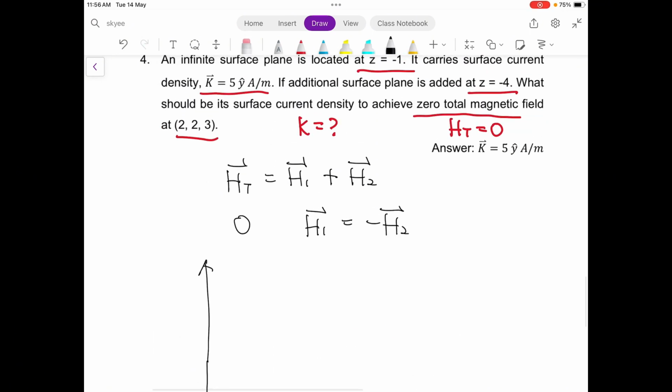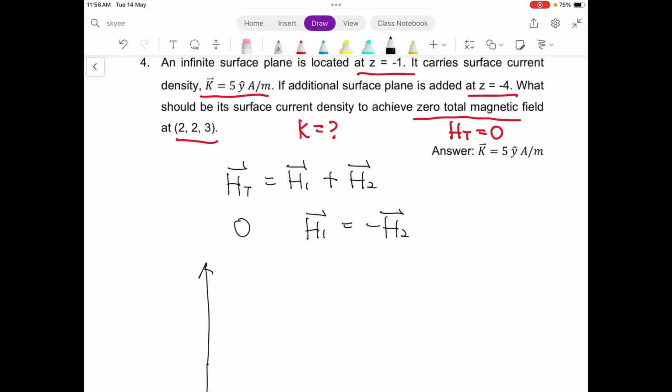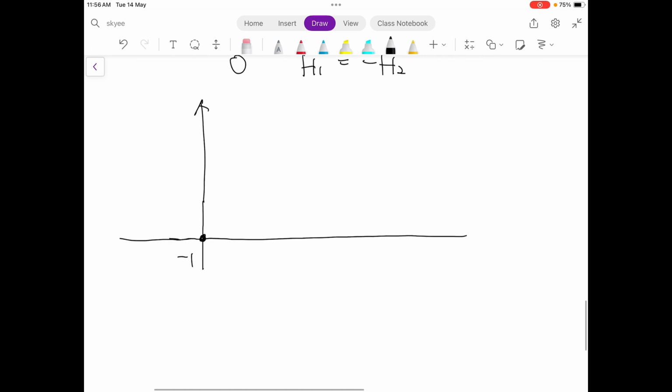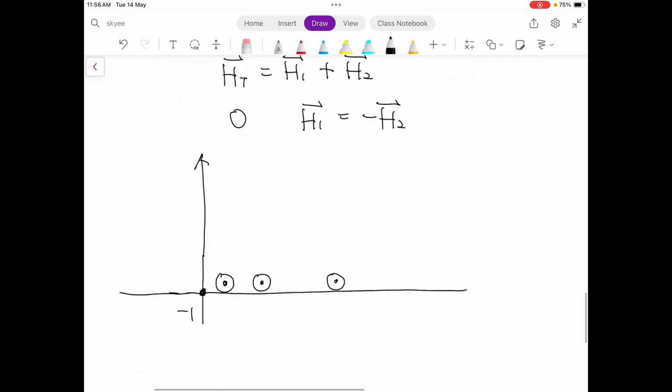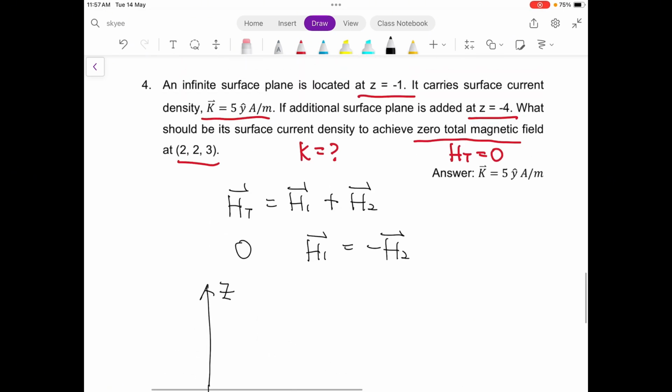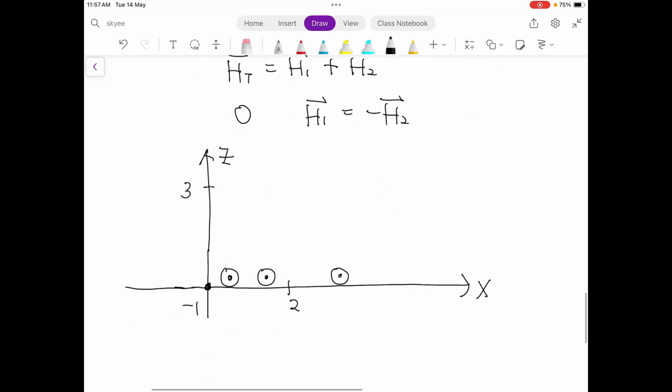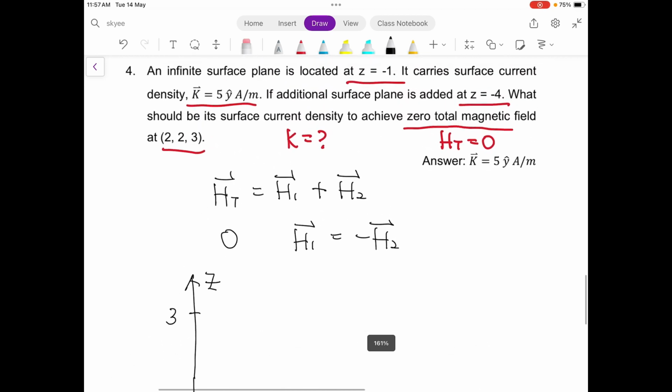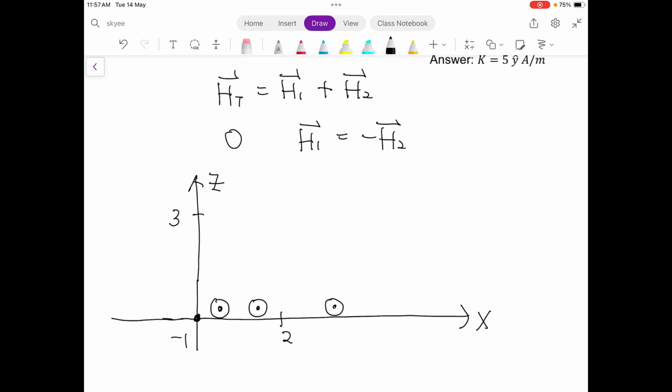The observation point is 2, 2, 3. The current density is in the y direction, so I will put this one in the y direction. This is your z, this is your y, and the other one will be your x. The observation point is 2, 2, 3: 2 is x, 2 is y, and your z is 3. So this is your observation point.